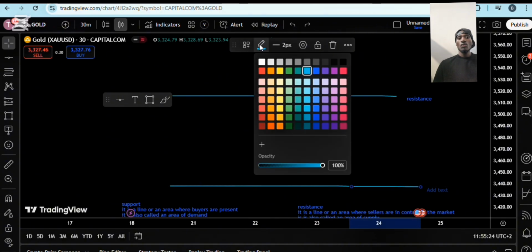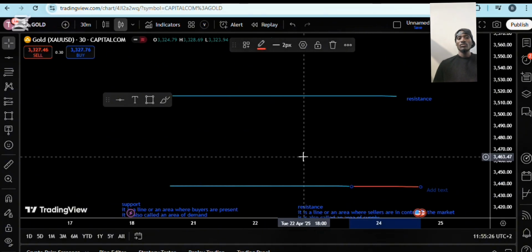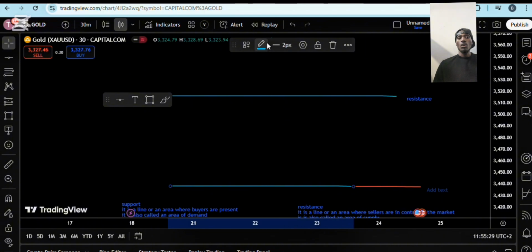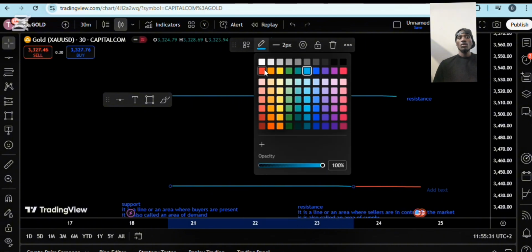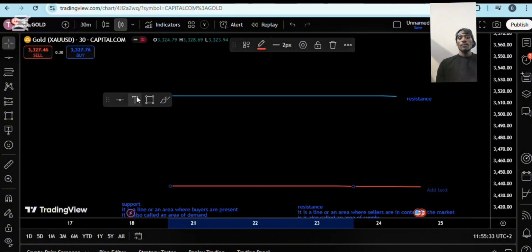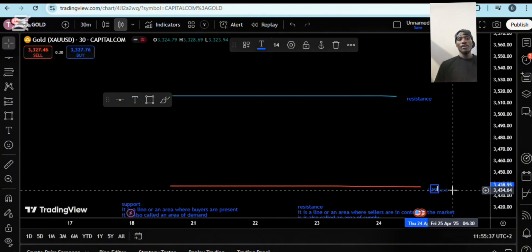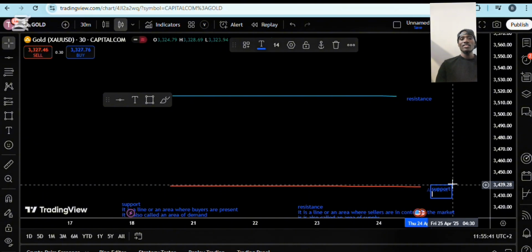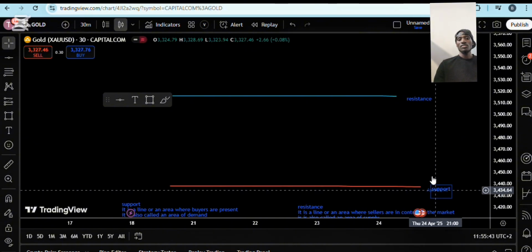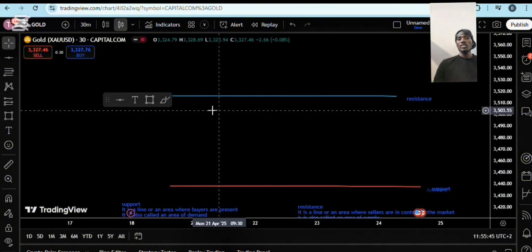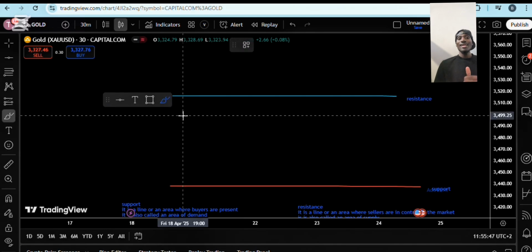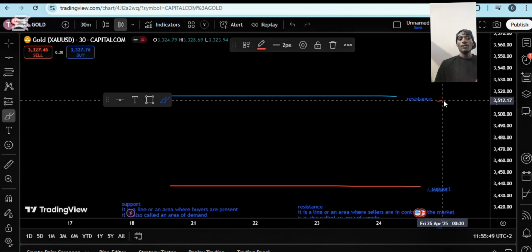Let me change the whole line to red. Let me text the resistance. Sorry, it's called a support. The bottom line is called a support, and the upper line is called a resistance.